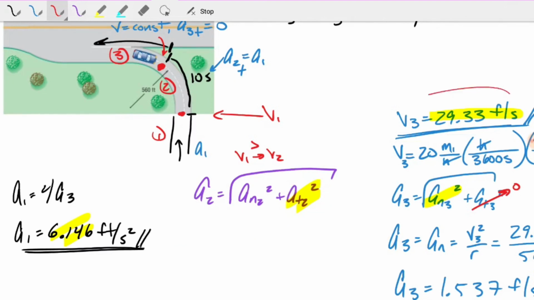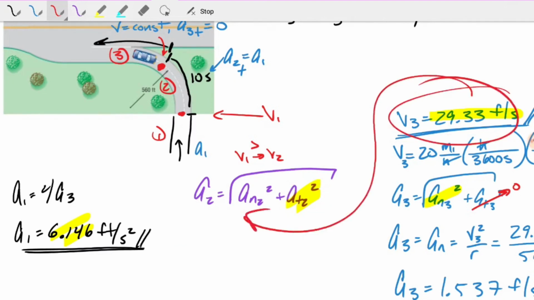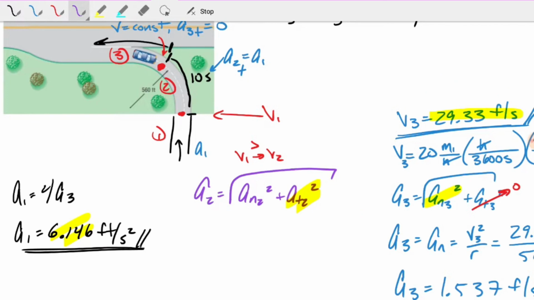I can plug in this 23 into my normal and I'm going to get an answer. But that's going to represent his acceleration at that space right there, right at the edge. But that's not what I want. If I try to find it right at the beginning of his motion, right here, that's going to be his fastest point when he's hitting the curve. And so what we're going to need to do is find this guy.